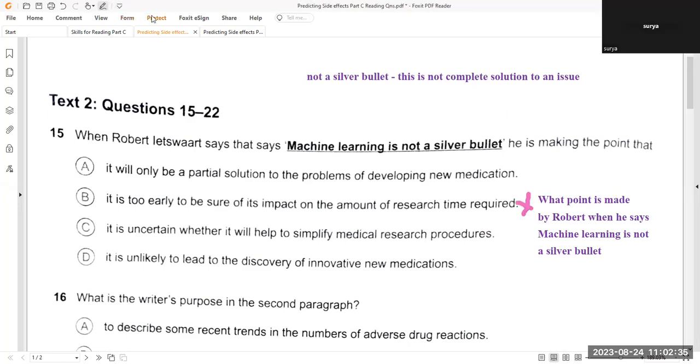When Robert Lettsworth says that machine learning is not a silver bullet, he is making the point that it is uncertain whether it will help to simplify the medical research procedures. Are they not sure whether it will simplify medical research procedures? No. Actually, they are sure. They are not uncertain. They know that it will fasten the medical research.